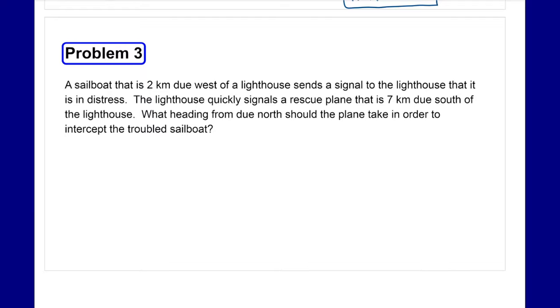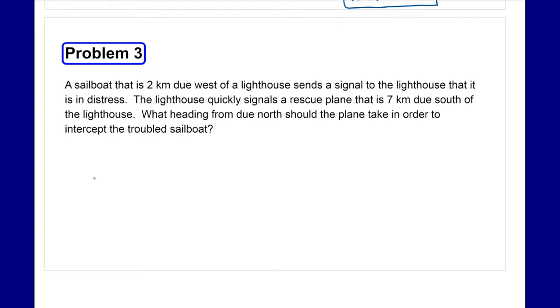Last question. A sailboat that is 2 kilometers due west of a lighthouse sends a signal to the lighthouse that it is in distress. The lighthouse quickly signals a rescue plane that is 7 kilometers due south of the lighthouse. What heading from due north should the plane take in order to intercept the troubled sailboat?